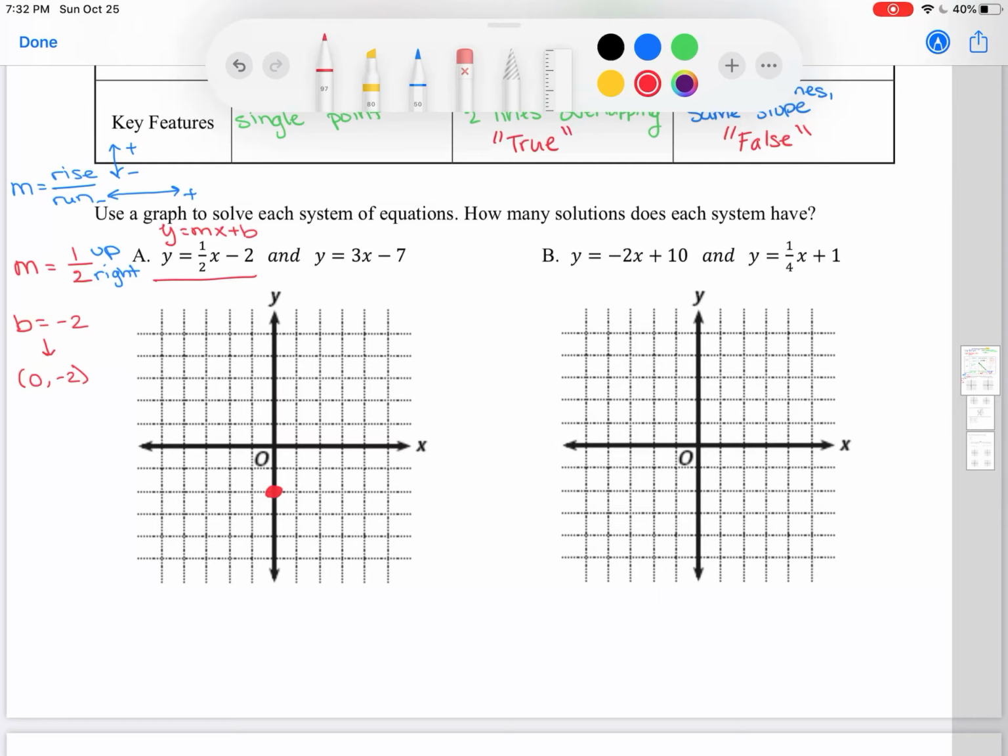So that's going to tell me I need to go up, and I have a positive 2 in the denominator, so that tells me I need to go to the right. On that same point we just graphed, 0, negative 2, I'm going to go up 1, right 2, and continue the pattern so that you can make a nice straight line.